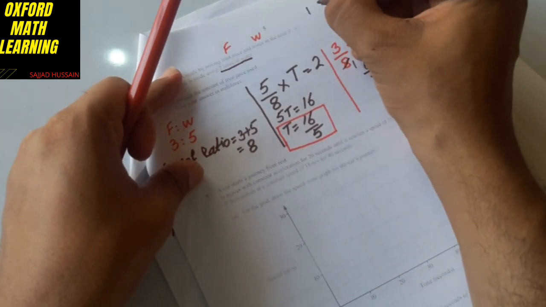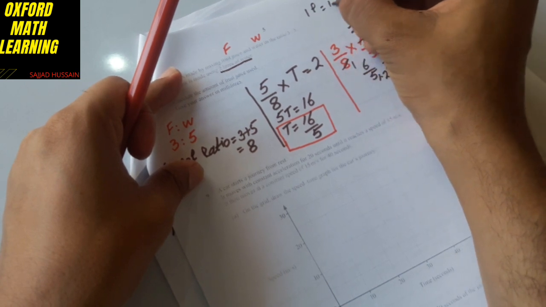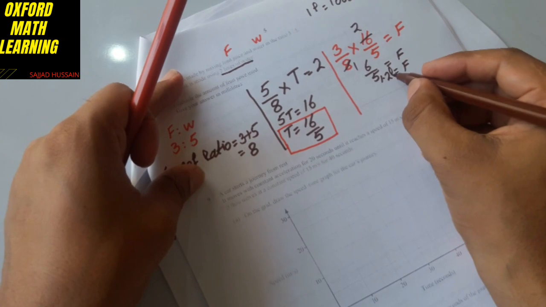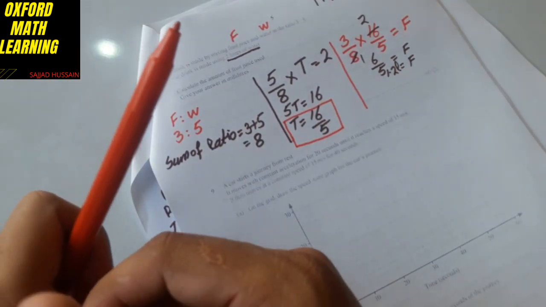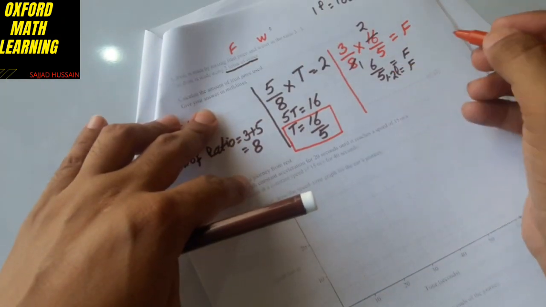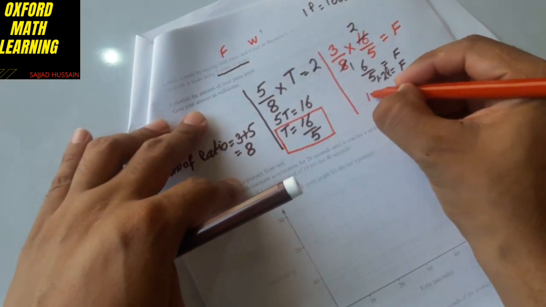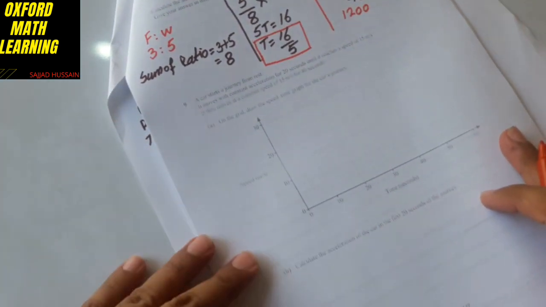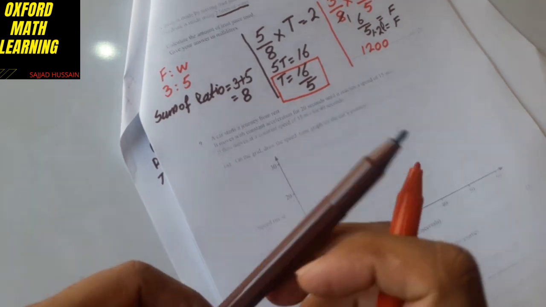So we will change them into milliliters. 1 liter is equal to 1000 ml. When we are going from larger to smaller, we will multiply. So 1.2 into 1000 will become 1200 ml. Okay.